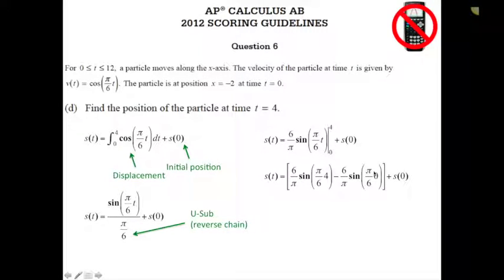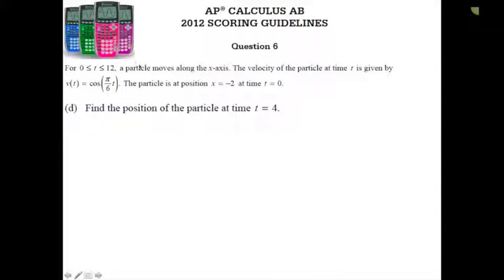So plugging in 4 and plugging in 0 looks like this. Evaluating this, we have 6 over pi sine 2 pi over 3 minus 0 plus negative 2. That's our initial position. We know that because it says t equals 0. Simplifying it a little more, maybe not writing the 0 is really all you have to do. This is a complete answer. Again, you don't have to evaluate this trig function. You can keep it at that. Even if it's a calculator question, you can still keep the answer at that if you want to do this by hand. So there's your answer. That's your position when t equals 4.